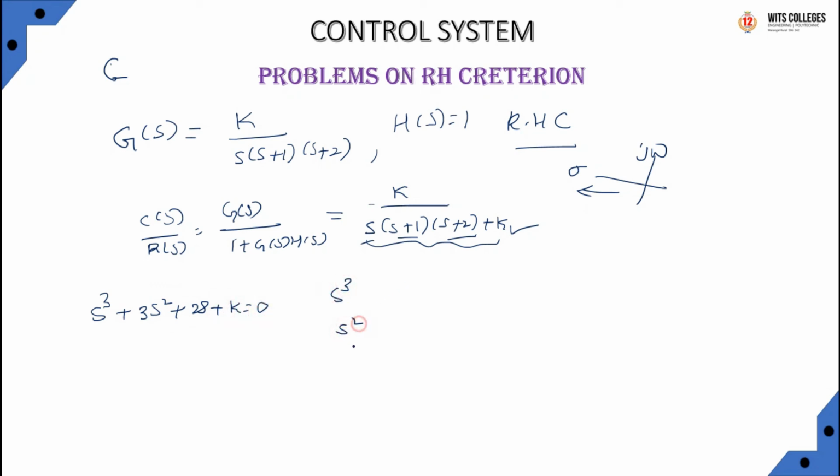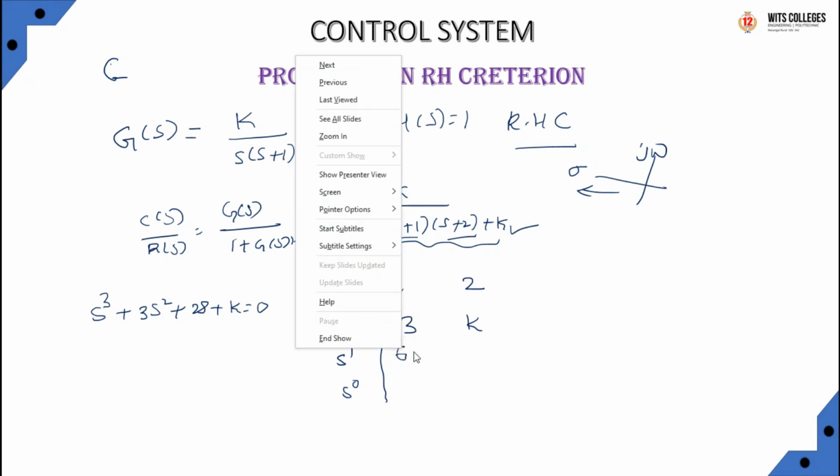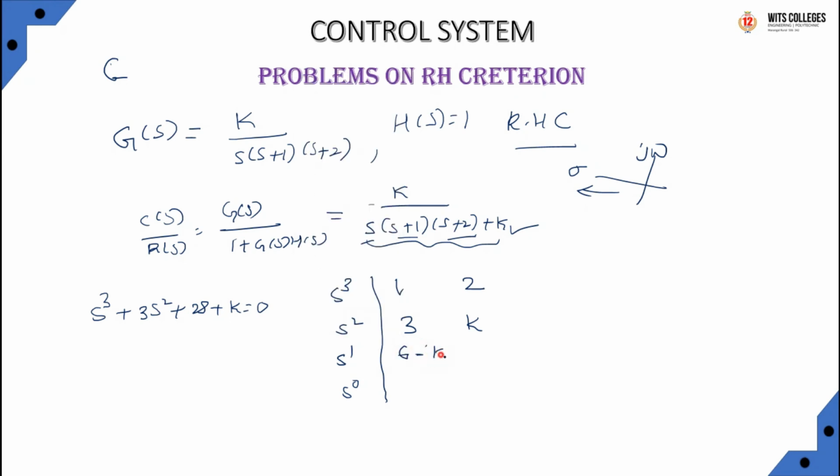Here the S cube, S square, S power 1 and S power 0. For S cube the row is 1 and 2. Then 3 and K. Here 3 into 2 minus K, that is 6 minus K by 3. And this is 0. Again this is 0, and the last value is K. That means 6 minus K by 3 is greater than or equal to 0. Here 6 minus K is greater than or equal to 0. Here K is less than or equal to 6.